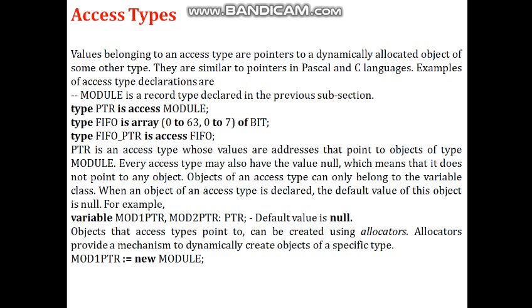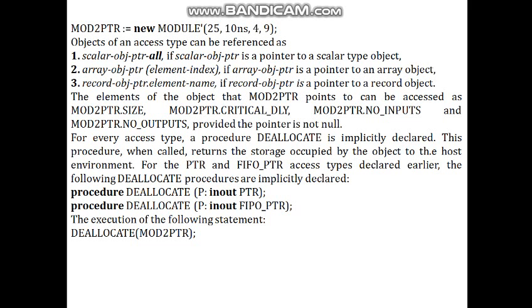The object that an access type points to can be created using an allocator, and the allocator provides a mechanism to dynamically create an object of a specific type. Mod1_ptr := new module. Mod2_ptr := new module (25, 10 ns, 4, 9).